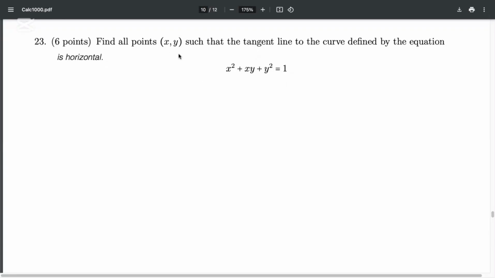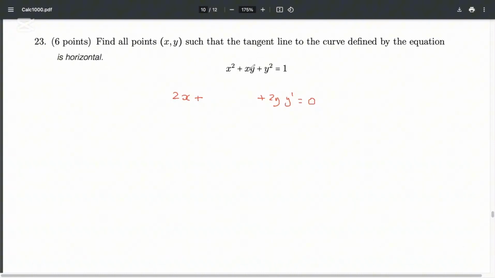Find all points x, y such that the tangent line to the curve defined by the equation is horizontal. So we know if we have a horizontal tangent, then the derivative or the slope is zero. And we're going to start off with the derivative of x squared, which is 2x plus, and I'm going to come back to this, the derivative of y squared is 2y dy dx, because we're taking the derivative with respect to x, so we're just going to write y prime instead of that. And the derivative of 1 is 0.